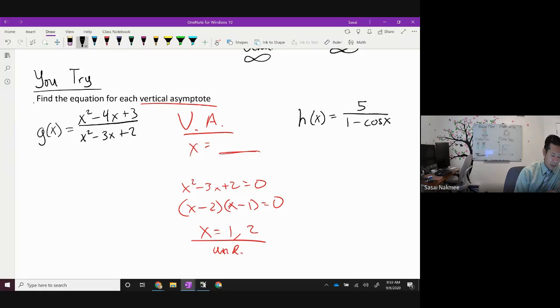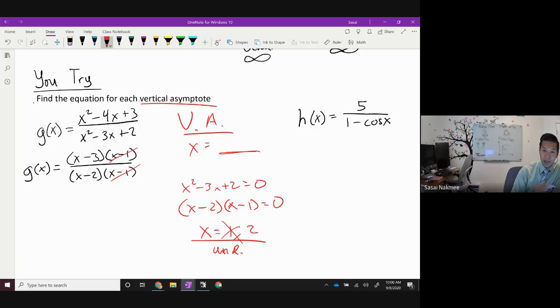The other thing I need to do is double check if something can remove that vertical asymptote value, right? So for example, let's say I factor the top, I'm going to get x minus 3 times x minus 1, and in the bottom I have x minus 2 times x minus 1. I'm hoping you see what's going to happen with the x minus 1s. The x minus 1 in the top will cancel with the x minus 1 in the bottom, right? So that x minus 1 is not a vertical asymptote. It's just an undefined point on this function.